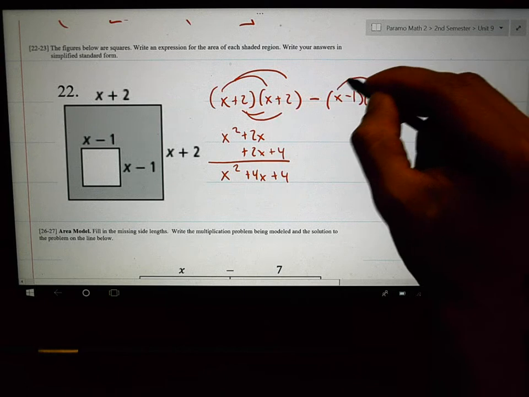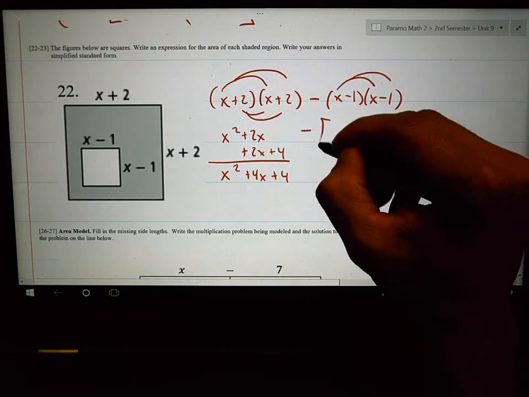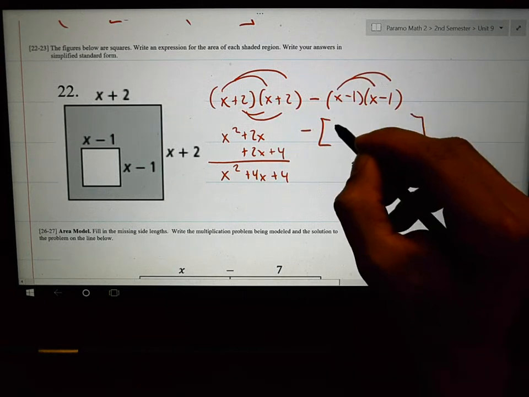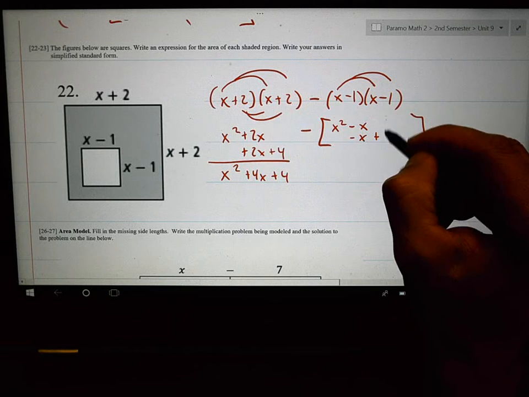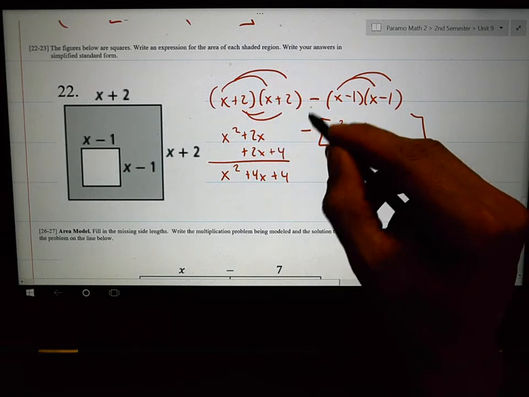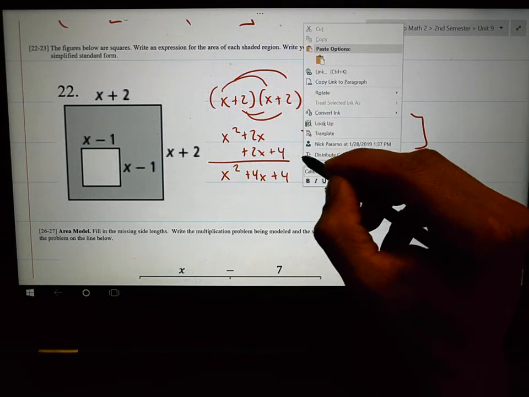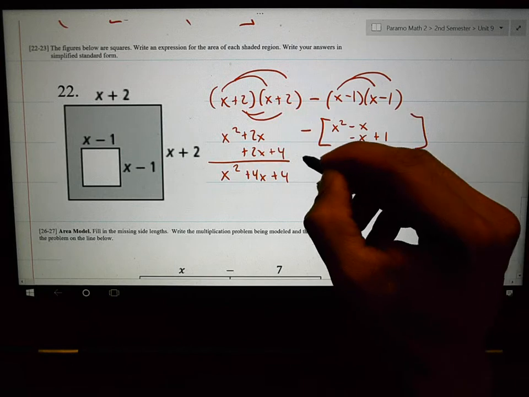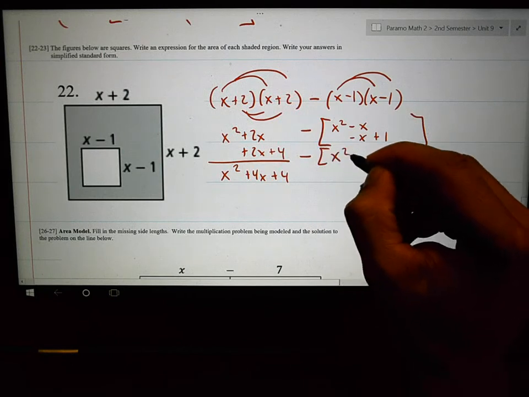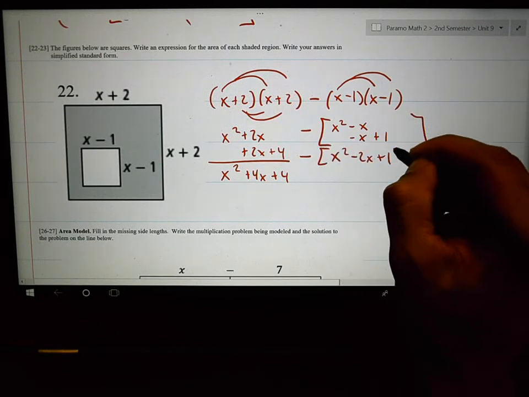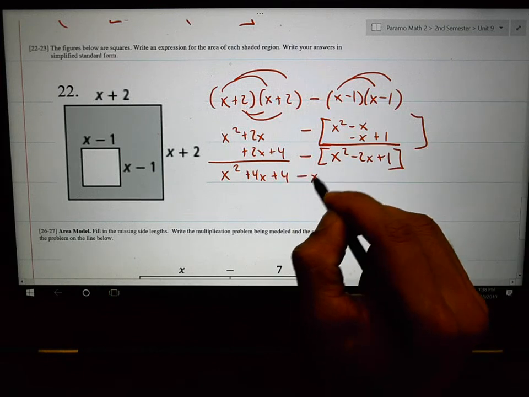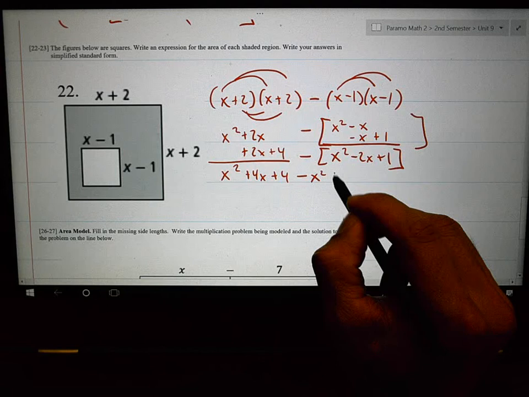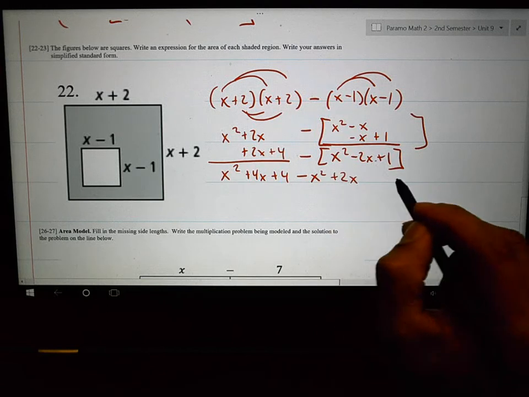I'm going to put this minus sign. I'm going to put a bracket so I don't get lost. X squared minus x, negative times the negative is a positive, so I still haven't done this one yet. Oops. Minus x squared minus 2x plus 1. Now I have to subtract all that. I need to subtract the x squared. I need to do the opposite of a negative 2x. I need to add 2x, and then I need to do a minus 1.